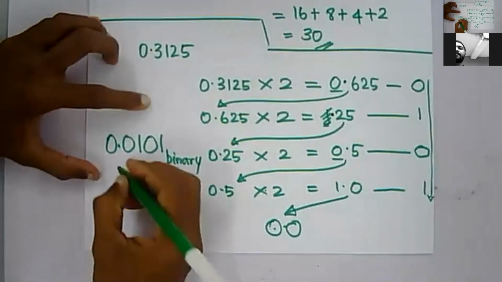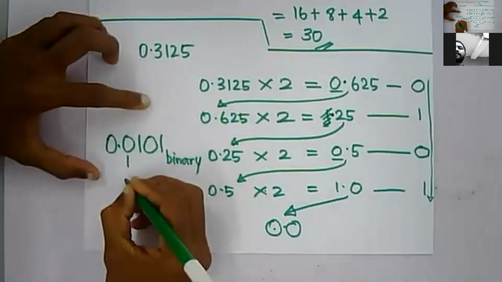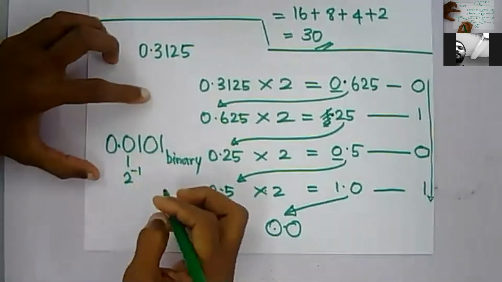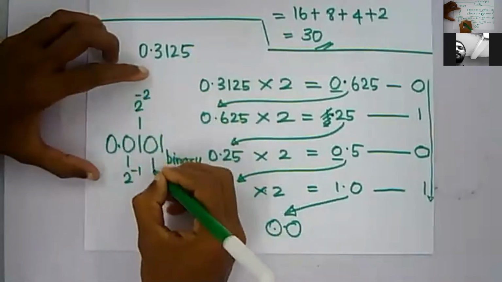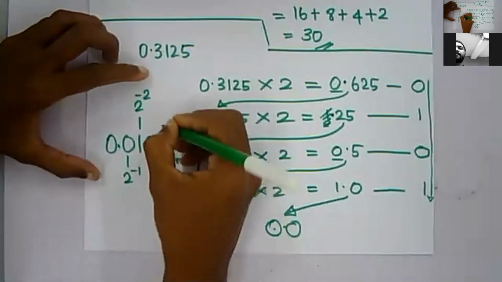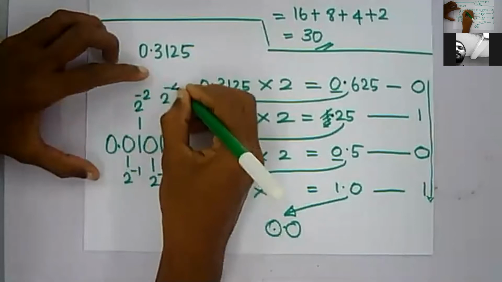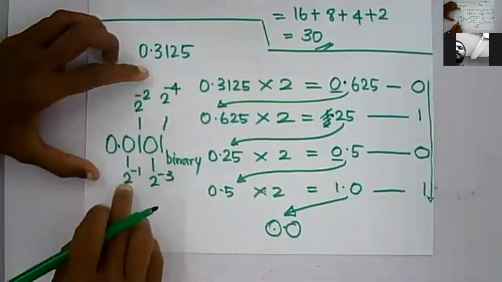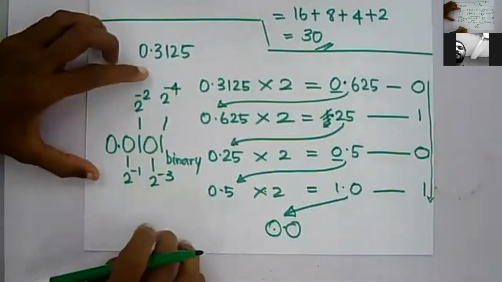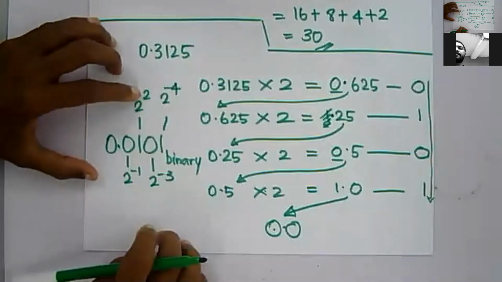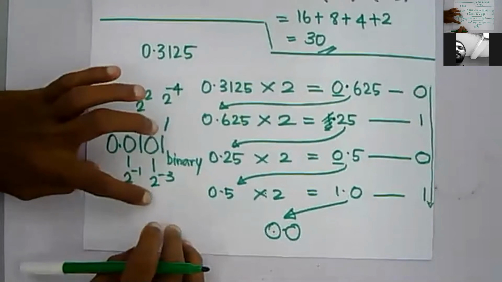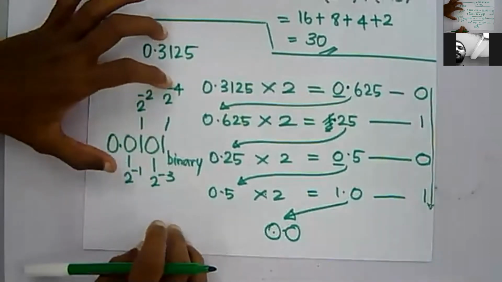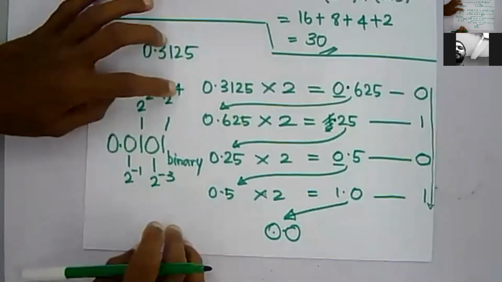Now, let's see how we can convert this number into a decimal number. For example, this is 2 to the power minus 1, this one 2 to the power minus 2, this one 2 to the power minus 3, this one 2 to the power minus 4. 2 to the power minus 1 means 1 over 2. 2 to the power minus 2 means 1 by 4. 2 to the power minus 3 becomes 1 by 8 and minus 4 becomes 1 by 16.